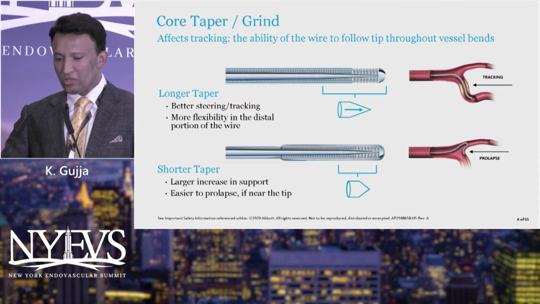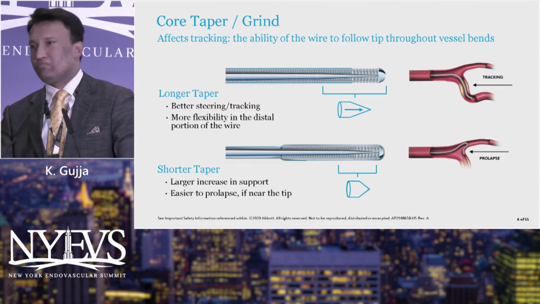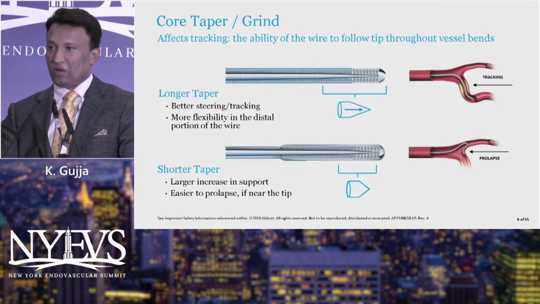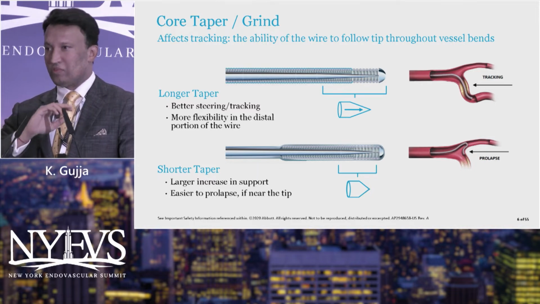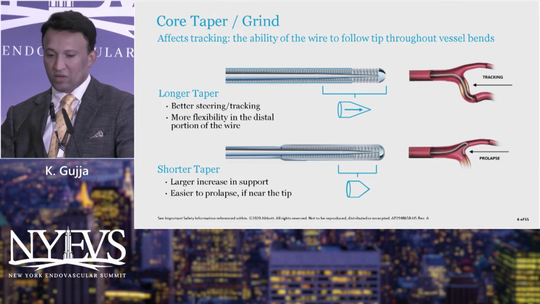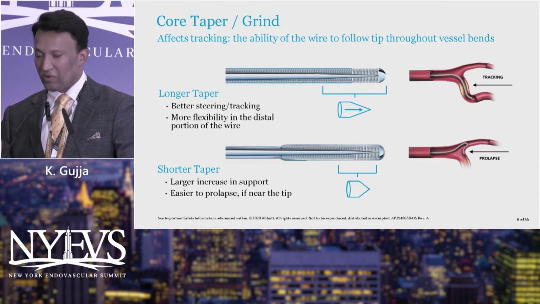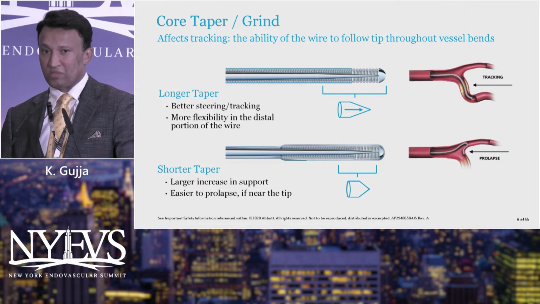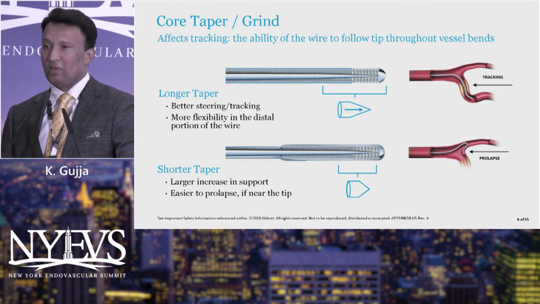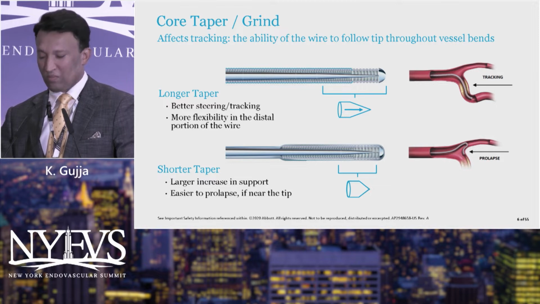So long taper wires are like filter wires. Command wire is a long taper wire. Any hydrophilic wire which is very lubricous is mostly a long taper wire. Short taper wires are very short. They are usually used for CTO purposes. They have much more support than normal, and they're easier to prolapse into segments.